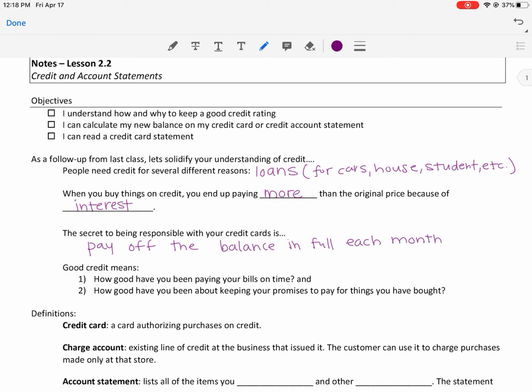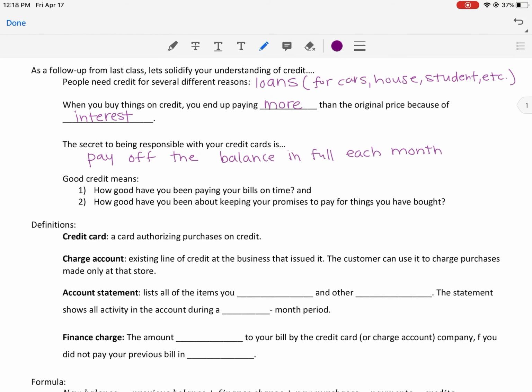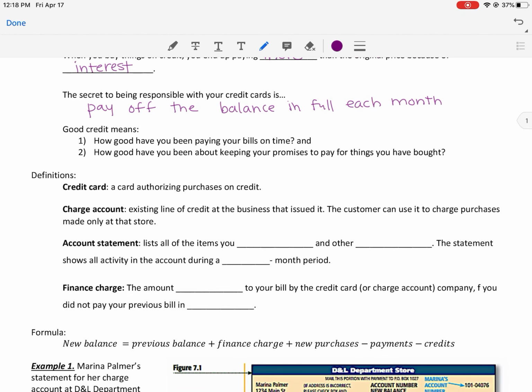Okay, and then last but not least, good credit means how good you have been paying your bills on time and how good you have been keeping your promise to pay for things you bought. So if you've been doing well with those things, then you're going to have good credit and you're going to be more likely to have people who want to lend you money, right? So let's talk about some definitions for today.